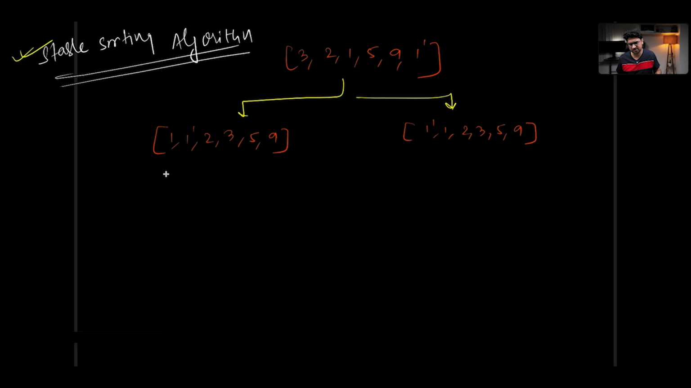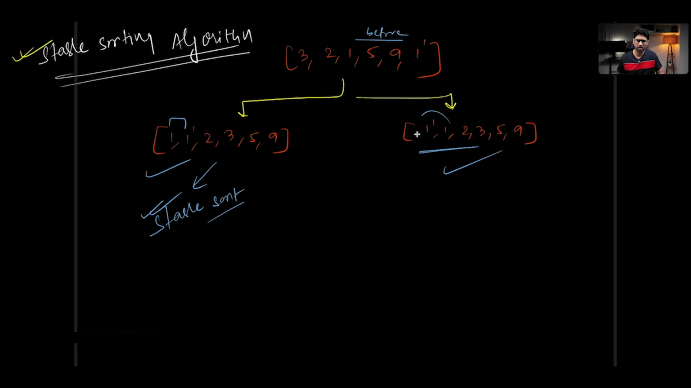If you see here, this is sorted and this is also sorted. But in this case, 1 was before 1 dash, and here also 1 is before 1 dash. So the order remains the same, and this is called a stable sort. Here in this case the order is changed, so it is called an unstable sort.